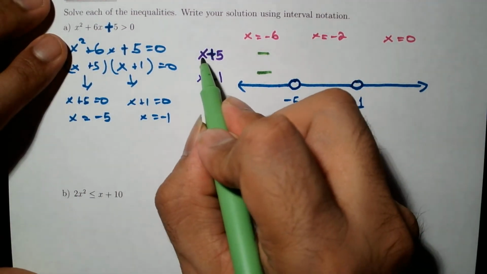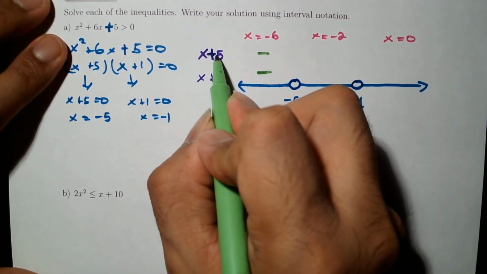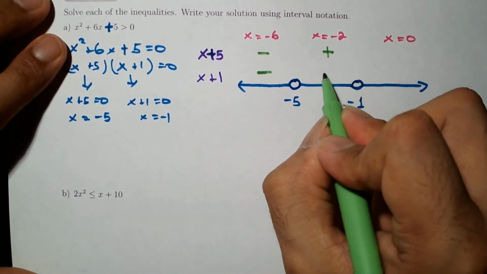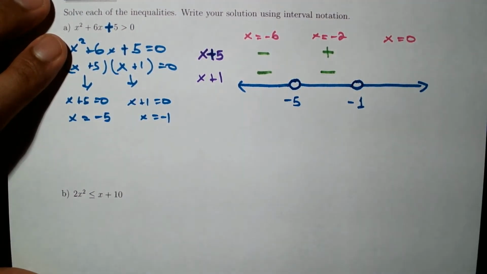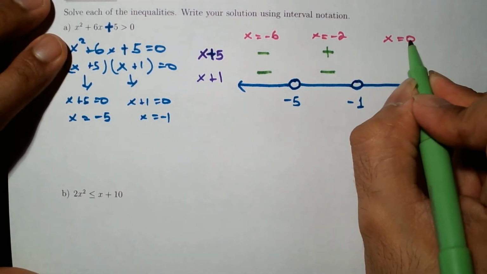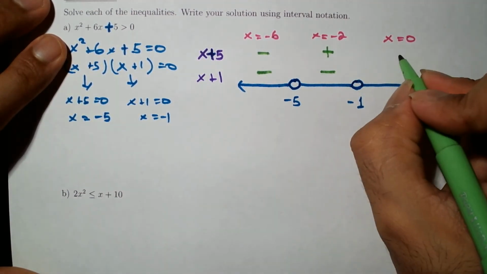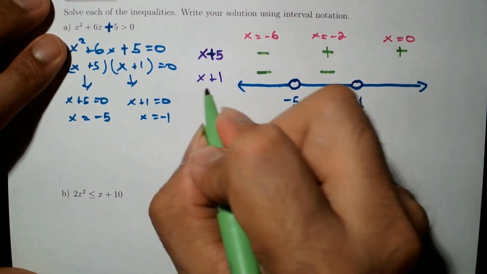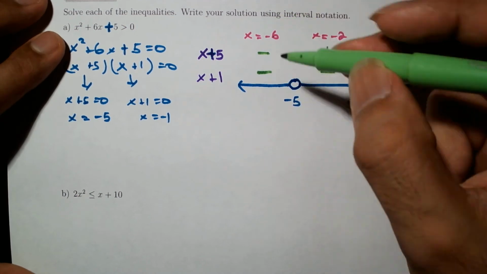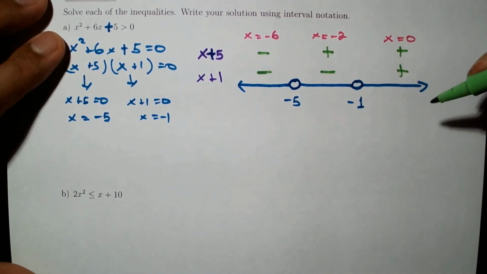I'm going to plug in -2 plus 5. That's going to be +3. And then -2 plus 1 is going to be -1. And finally, over here, I'm going to plug in 0 plus 5, which is +5, and 0 plus 1, which is positive.